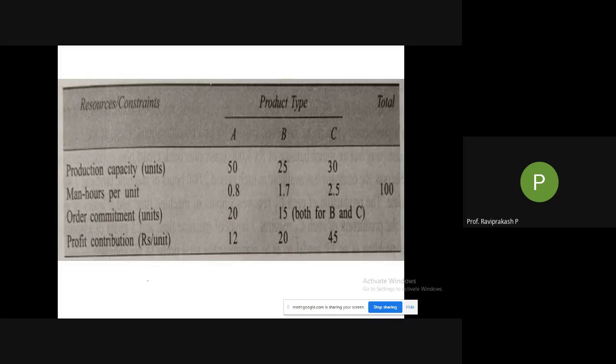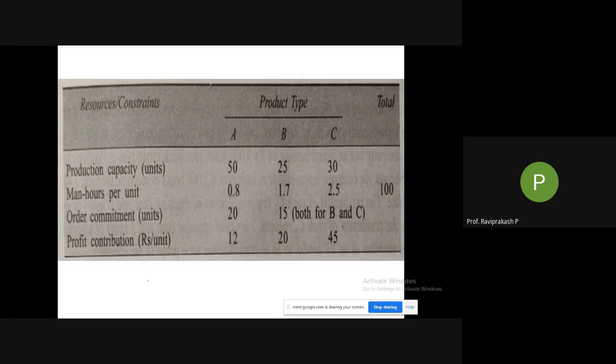Order commitments. So what is the commitment? 20 of A, and 15 of B, sorry, both included B and C. It is 15. So you should read that particular sentence properly. It's not 15 and 15. It is both including B and C. It is 15, and profit contribution 12, 20, and 45.